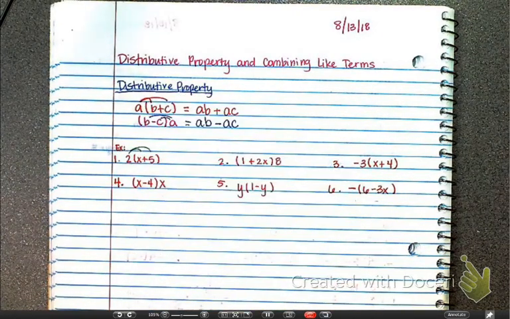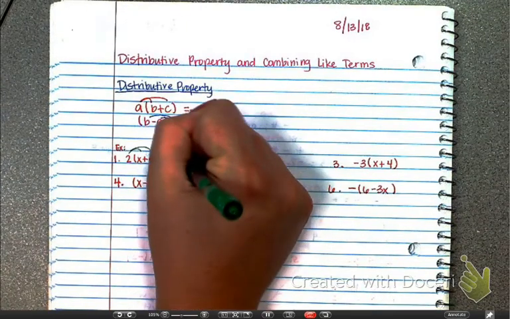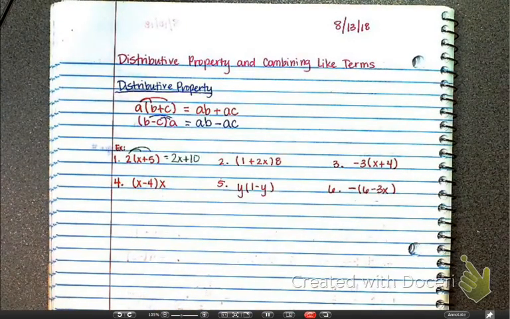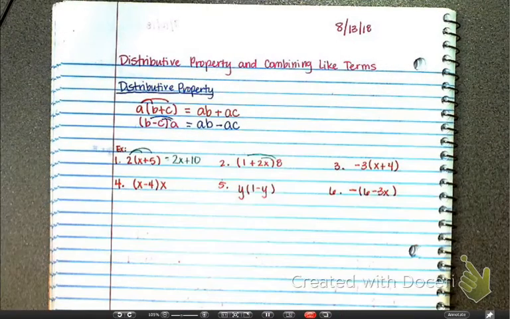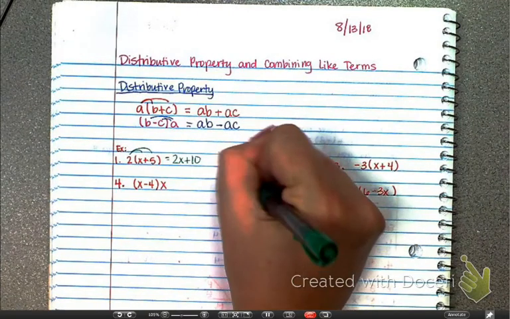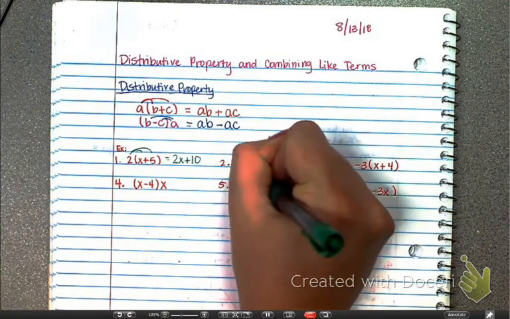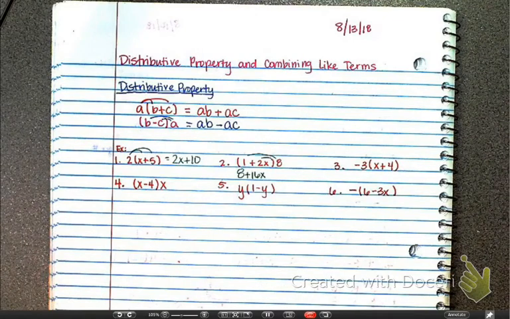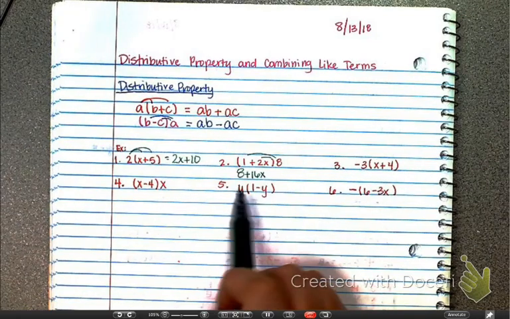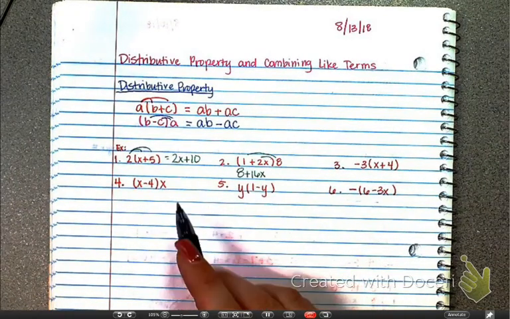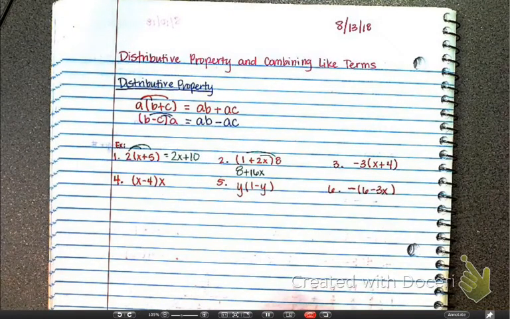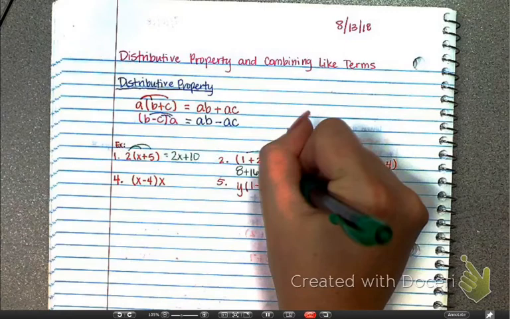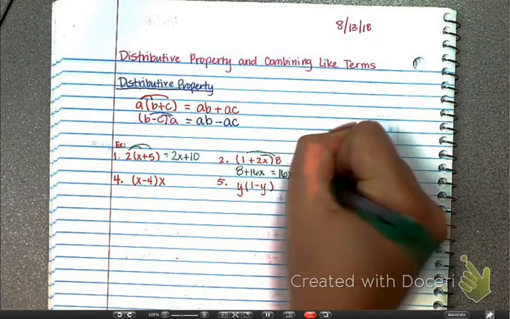So this first one should give you 2x plus 10. This one, the 8's at the end, but that's okay. We're going to just distribute. And I get 8 plus 16x. Now, when we're really doing any problem, we should always have our answers in what we're going to call standard form. Standard form is when we have our variables first and then our constants at the end. So for this particular one, we need to flip it and do 16x plus 8.